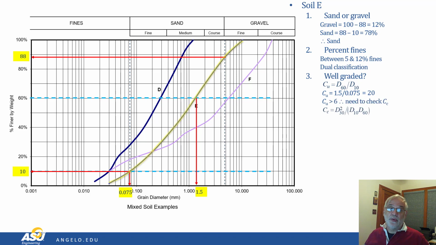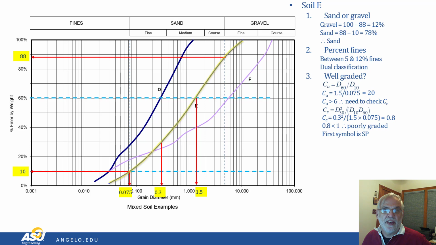This is greater than 6, so we pass the first check for a well-graded soil, and we need to check the coefficient of concavity. D30 is 0.3, and C sub C is 0.3 squared divided by 1.5 times 0.075, which is 0.8. 0.8 is less than 1, so this soil is poorly graded. And the first symbol in this dual classification is SP.